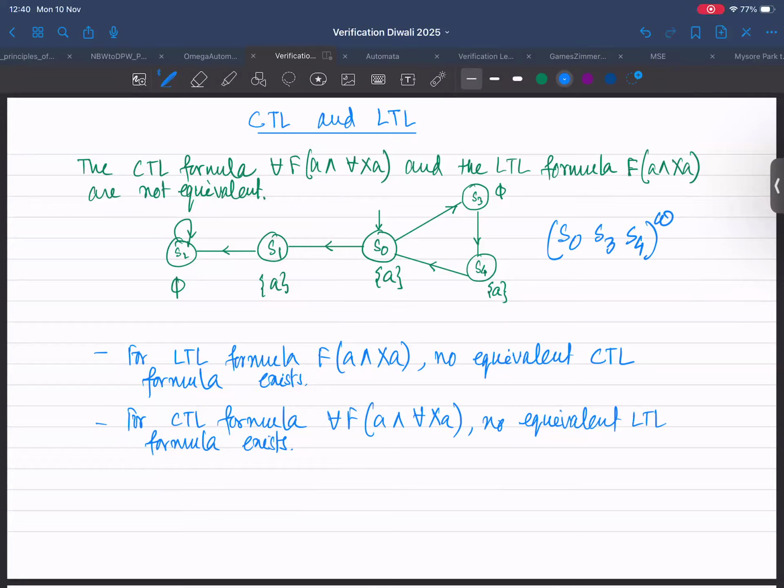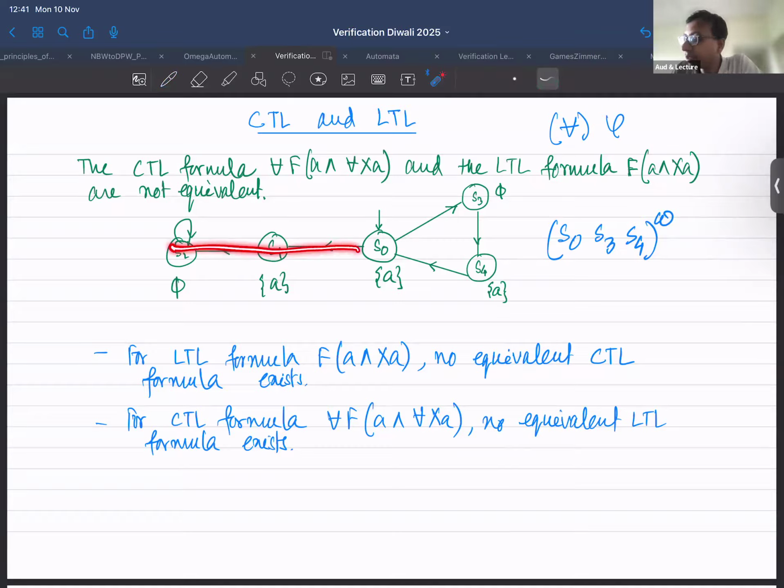Oh wait, yeah, it does. Sorry, it does, my bad. Because in this path, eventually you reach here and then you have A and next of A. It satisfies, right? And it also has to hold for every path. The other path is like this, and this also satisfies A next of A, right? So indeed, this LTL formula is satisfied.